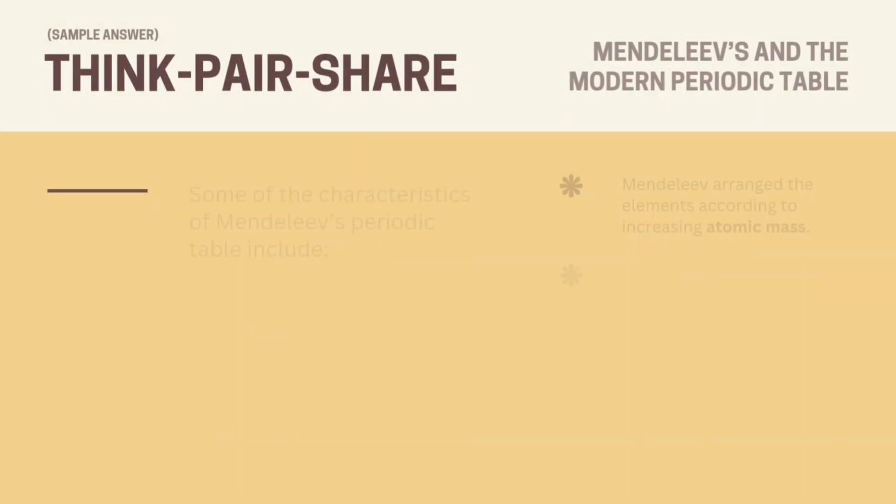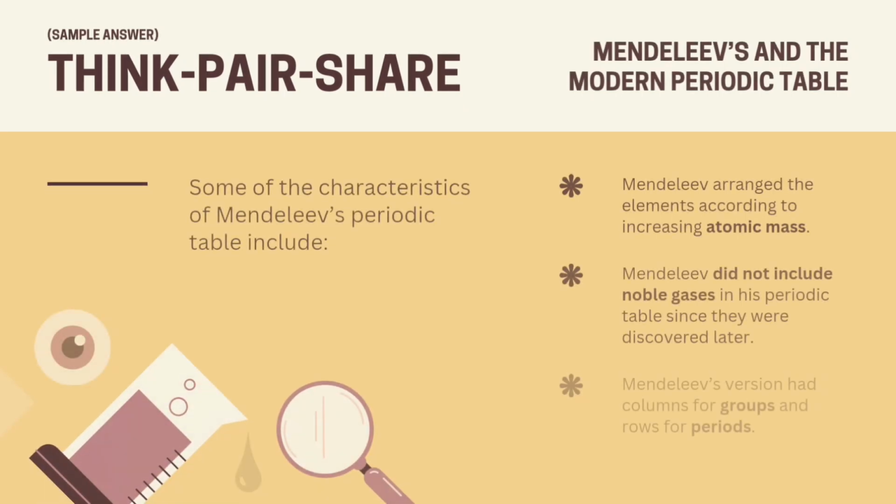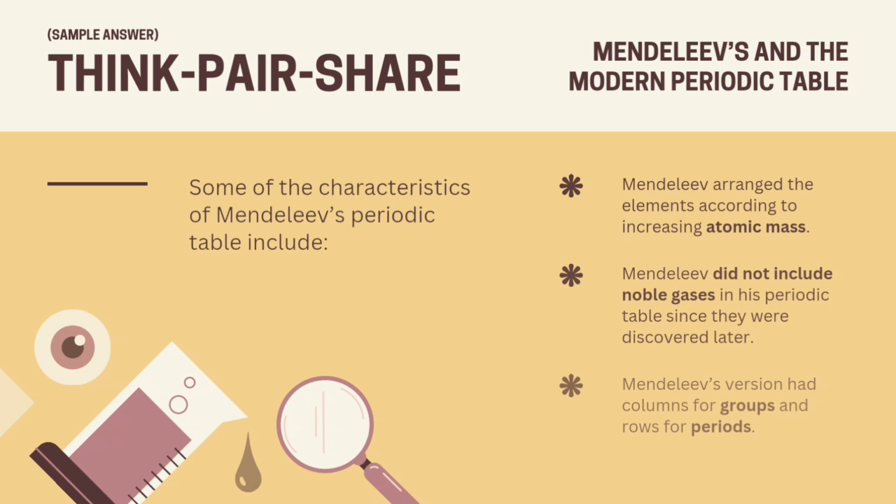Now we will learn about the characteristics of Mendeleev's periodic table. Some of the characteristics are: Mendeleev arranged the elements according to their increasing atomic mass. Mendeleev did not include noble gases in his periodic table since they were discovered later, and his version has columns for groups and rows for periods.